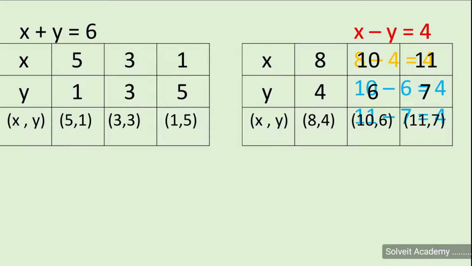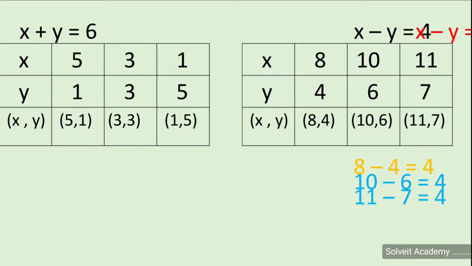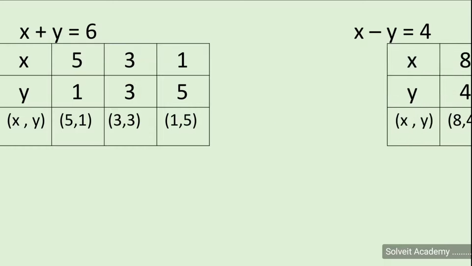So now we have two tables which can be used to draw a graph for the given simultaneous equations, because these two equations are linear equations, so we can get a straight line on the graph paper by using the different values which we have found from these two equations in the form of these two tables. So let's bring these tables on the graph paper.